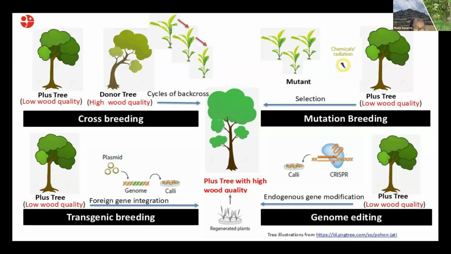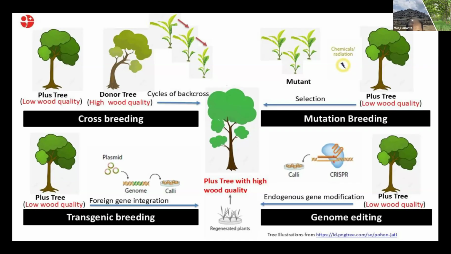Breeding, molecular. We have four types. The first is crossbreeding. Crossbreeding, a technique used in botany, involves mating individuals from two different breeds or varieties to combine their desirable traits in offspring. This method is employed to create new varieties with enhanced characteristics such as wood properties.